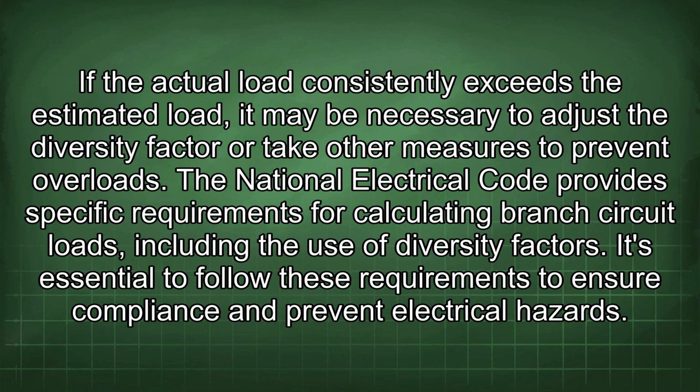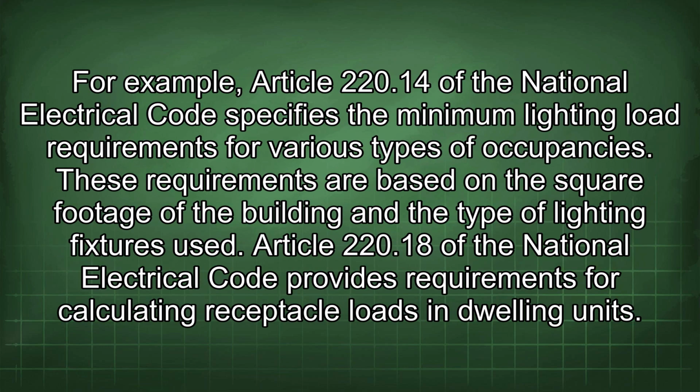The National Electrical Code provides specific requirements for calculating branch circuit loads, including the use of diversity factors. It's essential to follow these requirements to ensure compliance and prevent electrical hazards. For example, Article 220.14 of the National Electrical Code specifies the minimum lighting load requirements for various types of occupancies. These requirements are based on the square footage of the building and the type of lighting fixtures used.